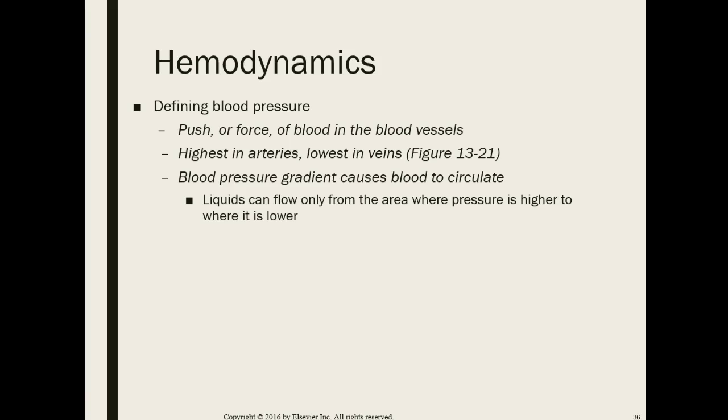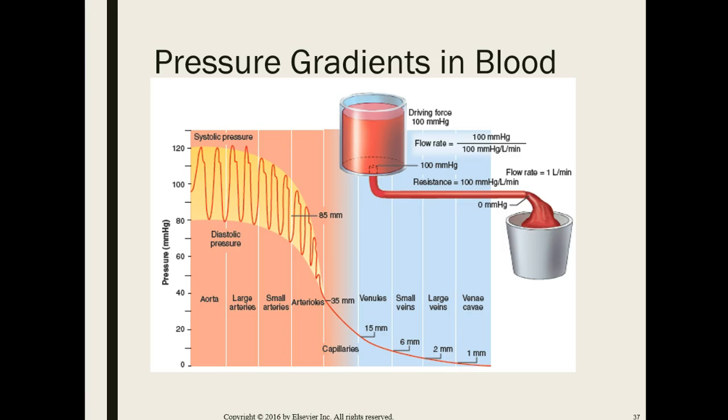It's going to be the highest in the arteries and the lowest in the veins, which would make sense because we're pumping it really hard out of the heart and it's going into the arteries. And then as it circulates throughout the body or throughout the lungs, it's going to slowly lose that force. So here we can see that pressure pretty high in the aorta, and then it slowly goes down, down, down until it's the lowest in the vena cava.